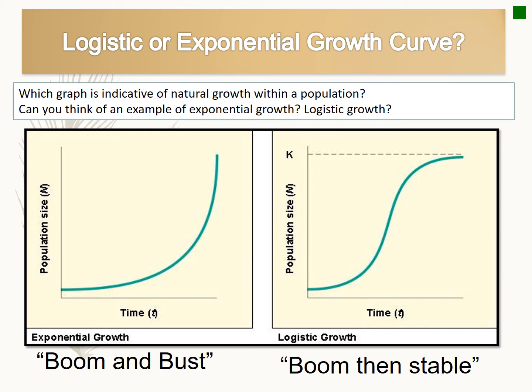Now, looking at these two graphs, I want you to think, which one is really going to happen in nature? Is it natural for populations to just increase exponentially without stopping like it is on the left graph? Or do we think that populations are going to increase for a little bit and then hit some kind of wall, some kind of thing that's going to stop the population from growing? All right. Let's see what could potentially cause either one of these two graphs.